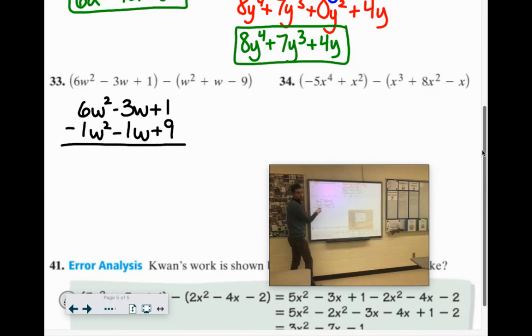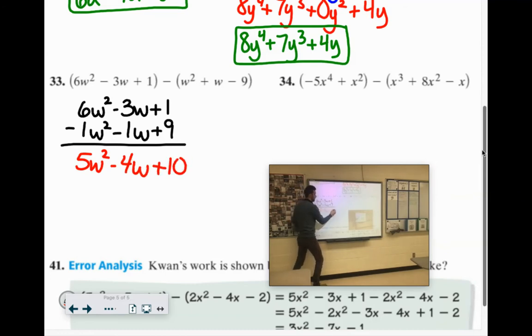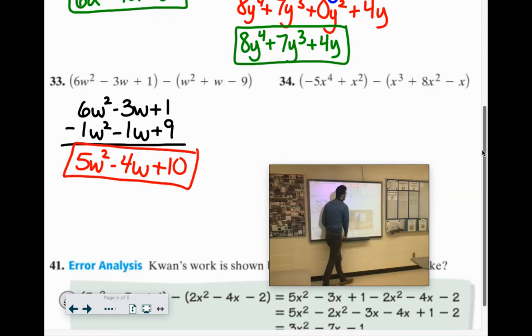6w squared minus 1w squared is 5w squared. Negative 3w minus 1w would be negative 4w. And 1 plus 9 is 10. It's in standard form, and it's so much fun.